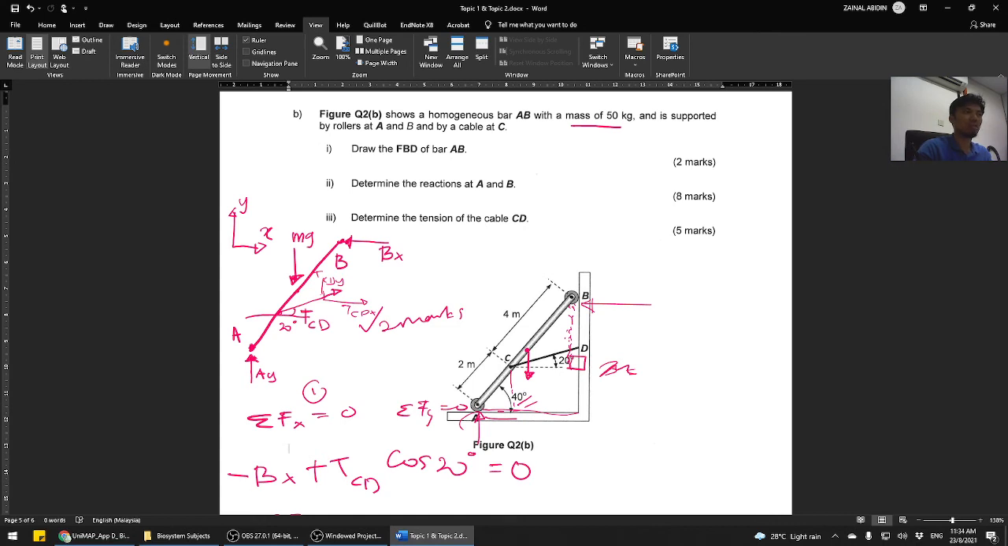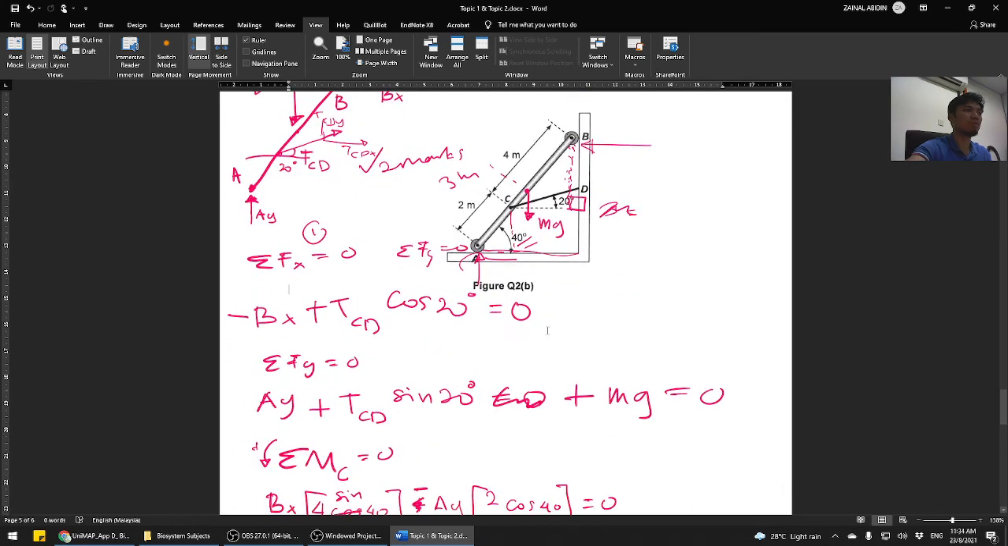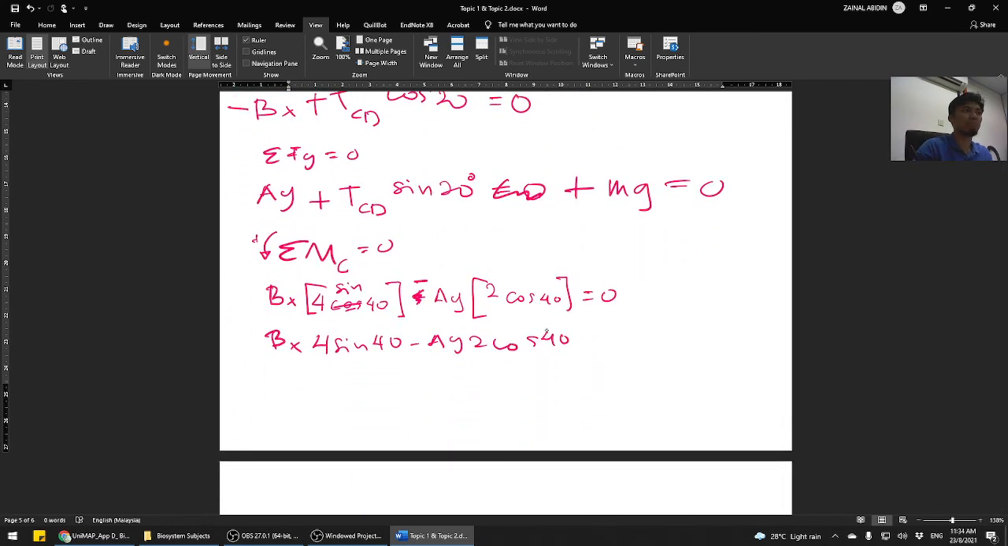So this is your mg, so you need to times against part 56. So the center is 3, right? 3 meter. So mg cos plus mg 3 cos 40. Okay, so the mg is 50, g is 9.81, the gravity, so equal to 0. So if you solve that equation, you can have three equations.